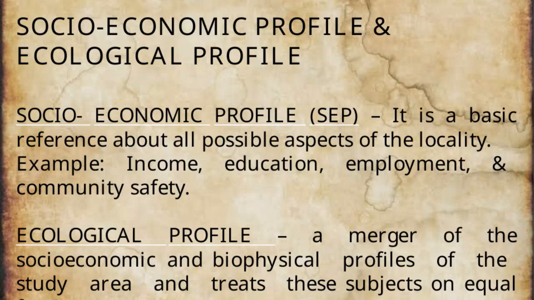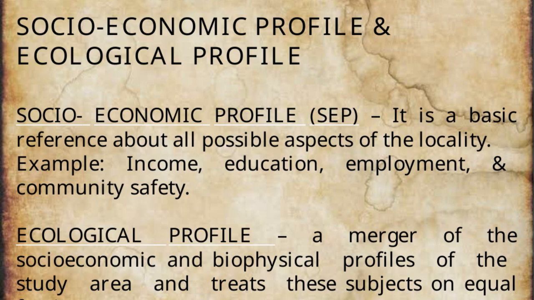On this slide, we're focusing on two important profiles, the socioeconomic profile, or SEP, and the ecological profile. The SEP serves as a basic reference point, giving us a comprehensive overview of various aspects of a locality. Think of it as a snapshot that includes factors like income levels, education, employment, and community safety. These elements help us understand the social and economic fabric of the area.